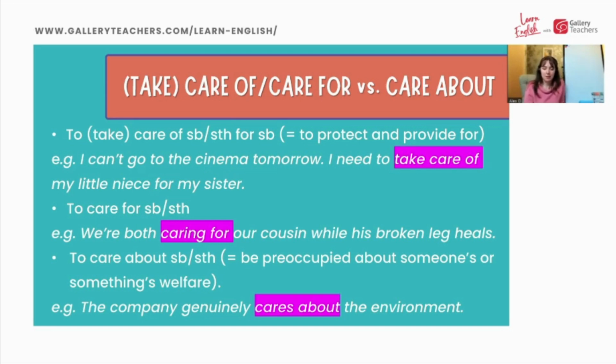versus care about. One quick important note about the grammar of these phrases. Notice we can talk about taking care of and caring for in continuous form, but we can't do that with to care about, as a non-action, because it relates purely to feelings and emotions, right? So we can't say that the company genuinely is caring about the environment. It's more natural to say the company genuinely cares about the environment.